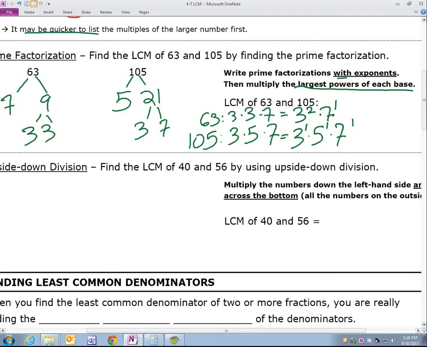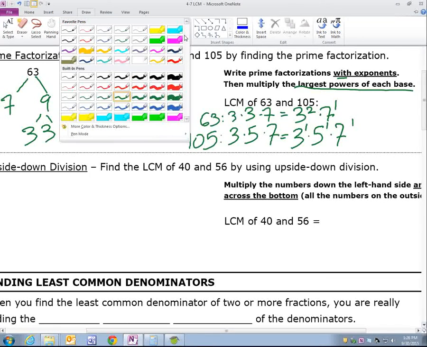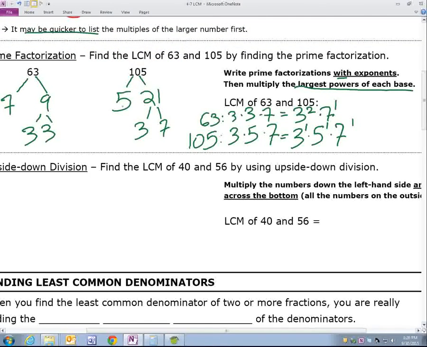Now, which of those has the largest power of each base? Largest power of each base. So we're going to look at this. We have 3 squared. Is there anything bigger than 5 to the first? Nope, the same base. Remember the base with exponents? Base, power.